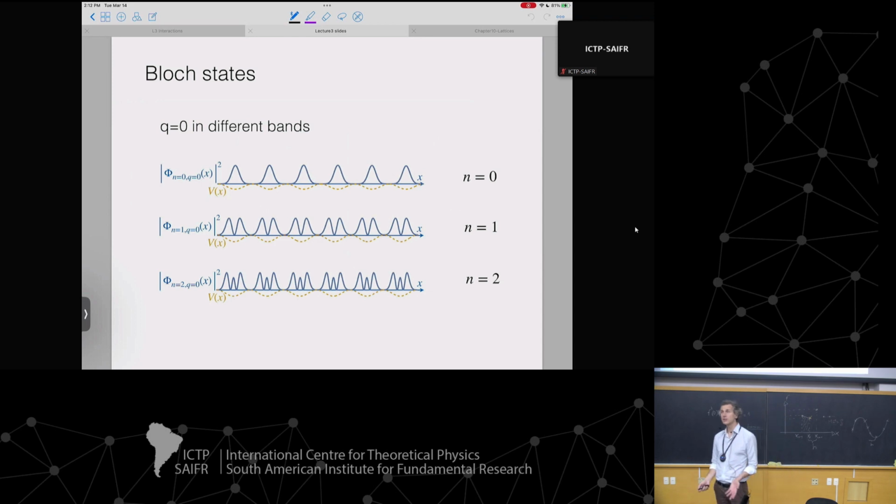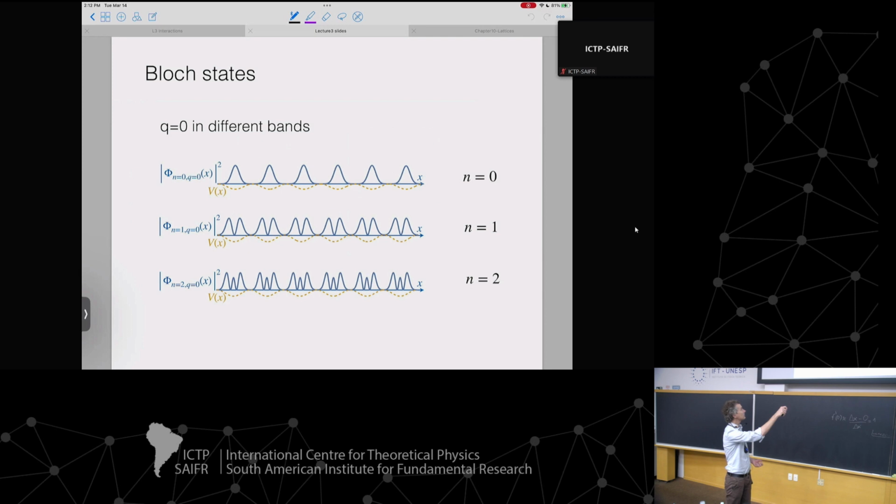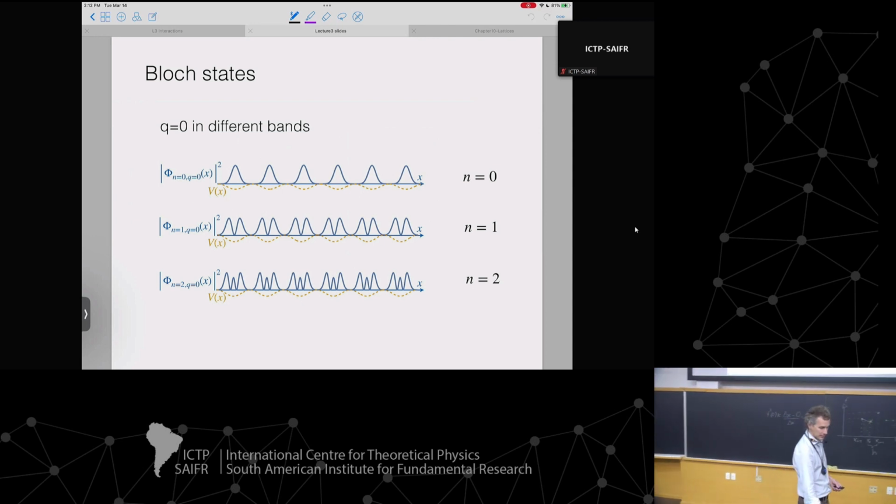So Bloch states, for instance, in the lowest band have on each lattice site a kind of single bump. In the next band, the first band, there's going to be a node, and in the second band, there are 2 nodes. And I'm going to talk about where this structure comes from today in the limit of deep optical lattices.